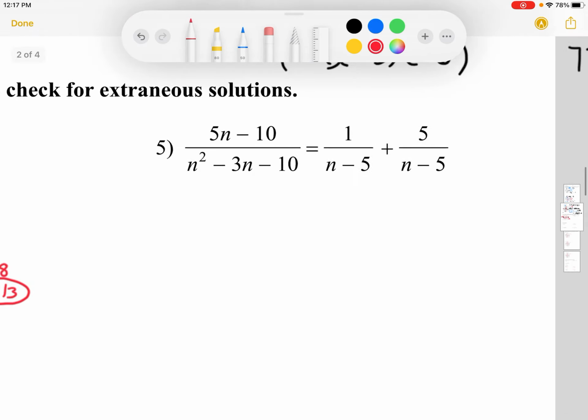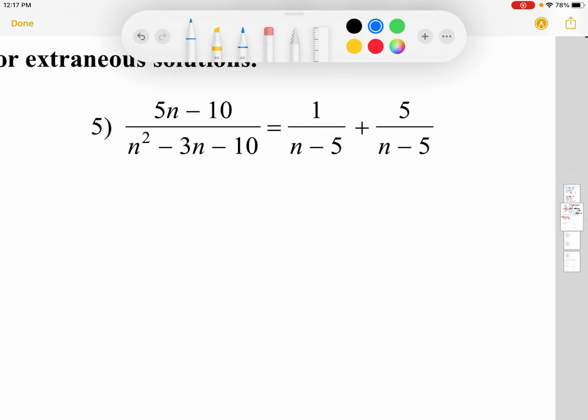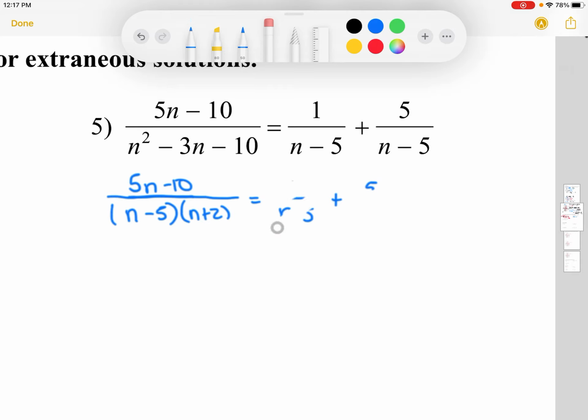So next, for number 5, we're going to do the same thing. We get 5n minus 10 divided by n minus 5 times n plus 2, and that's going to equal 1 over n minus 5 plus, actually, that's just 6 over n minus 5 because they have the same denominator. So it's just 6 over n minus 5.